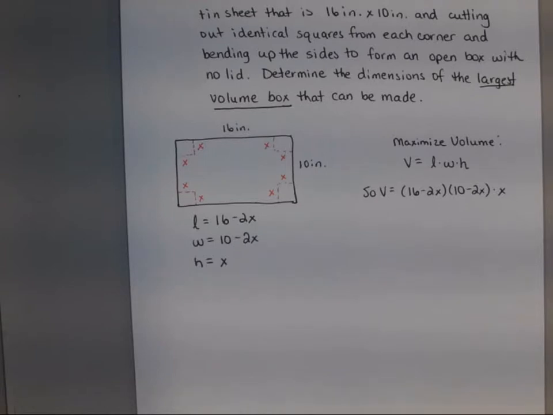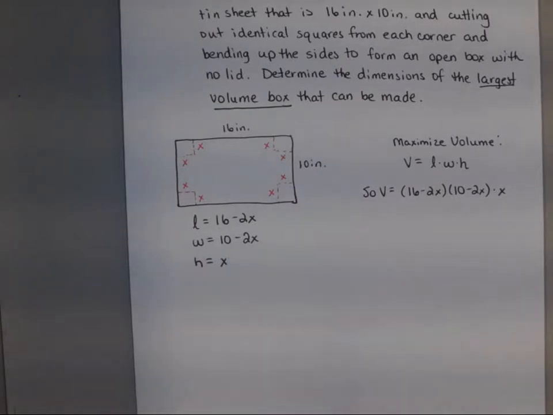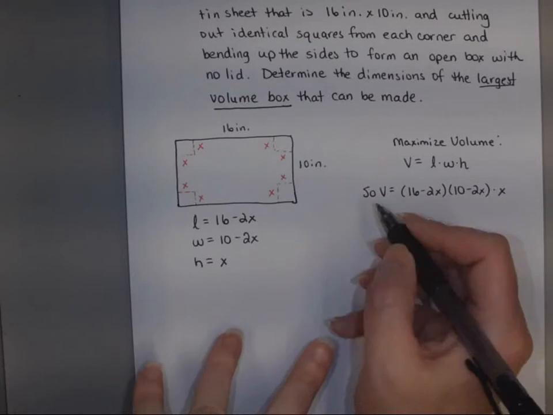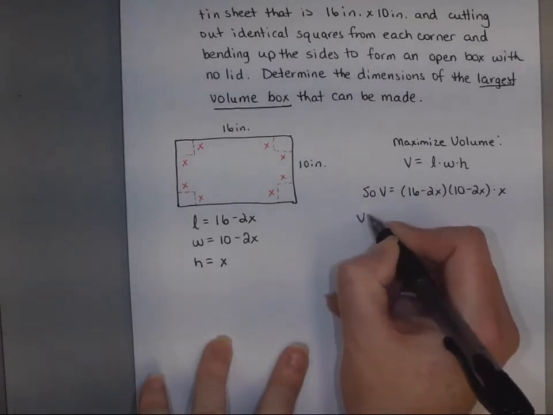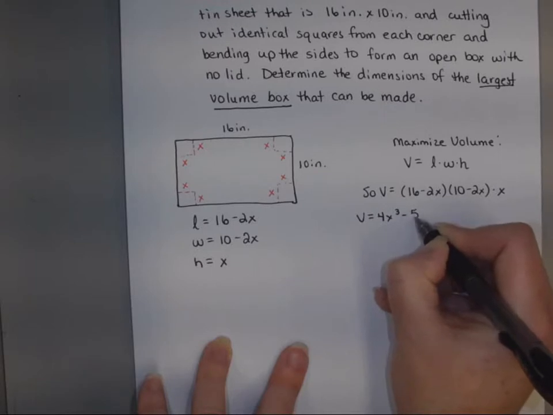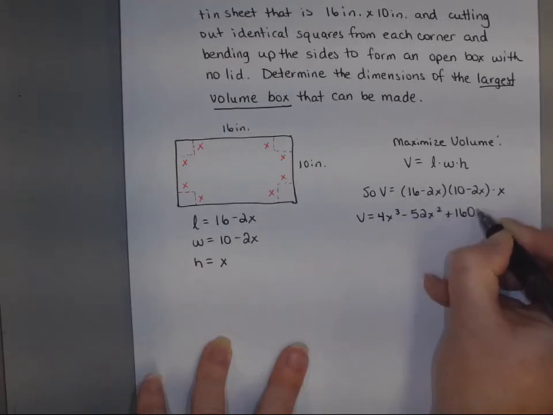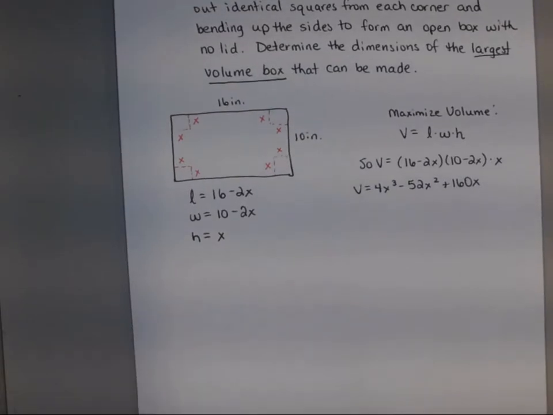Now, I don't want to do product rule, probably, right? So I want to find the derivative of this, but what do I probably need to do first so that it'll be easier to find the derivative? Work all that out, right? Distributive property it out, FOIL it, all that good stuff. I'm confident you could do that on your own, but you will get 4x cubed minus 52x squared plus 160x. It should make sense that we get a cubed because it's three dimensions, right? So it's like length times width times height.